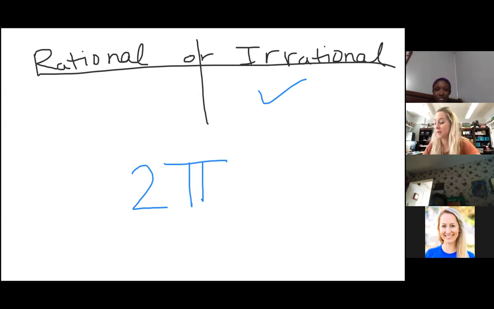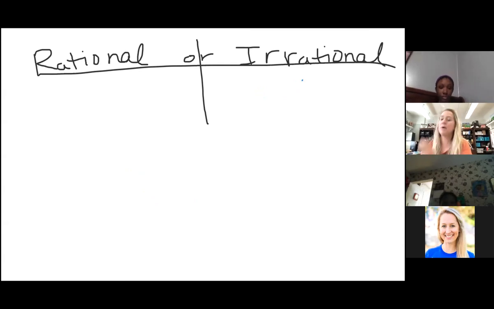My eyes are watering. If you have pi and pi is irrational, whatever you do to it, calculate with it, it's still going to be irrational. Okay. All right. What about 1/5?